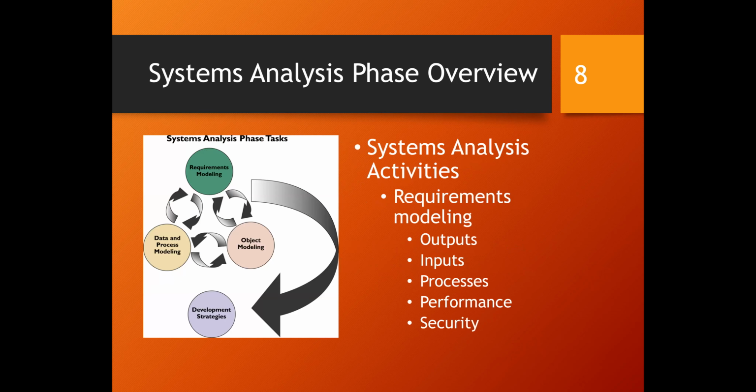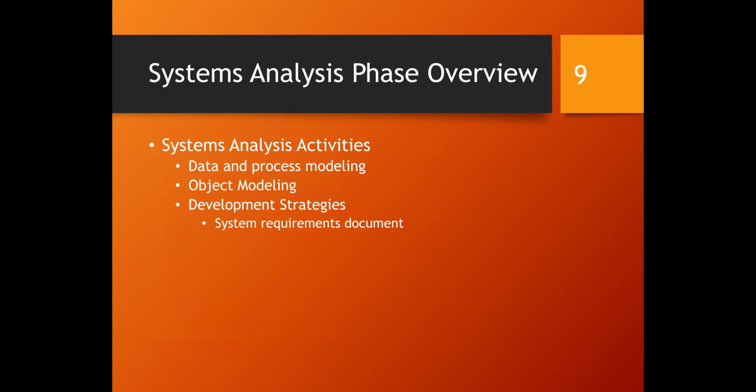In this phase we have activities for the analysis phase. These are the tasks that we need to do: requirements modeling, data and process modeling, and object modeling. These requirements models will then be forwarded to the development strategies. For the requirements modeling, the things that we need to prepare and model are output, input, process, performance, and security that you have to specify. For the system analysis activities, we have data and process modeling, object modeling, and development strategies, as I mentioned in the previous slide, so that we can prepare the system requirements document.